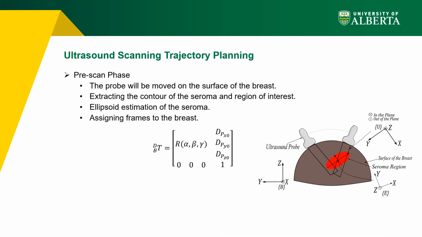Multiple frames are being assigned to the surface of the breast and probe to track the movement of the probe during post-scan and relate this movement to each other for estimating location and shape of the seroma as shown in the figure. E is the ellipsoid frame, U is the US frame for each pixel's value, and B is the base frame. Transformation from US probe frame to the base frame is important for our controller and shown in the equation.